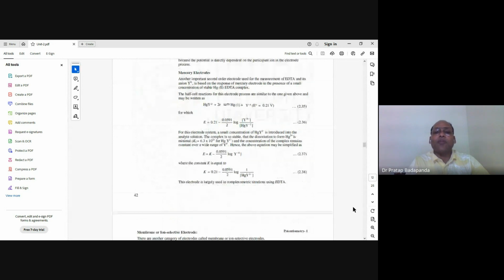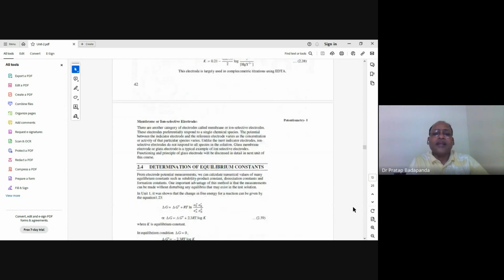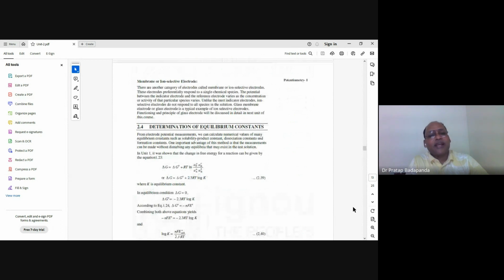Then now we'll come to the mercury electrodes. Another important second order electrode is used for the measurement of EDTA. EDTA is ethylenediaminetetraacetic acid, and its anion is Y4 minus. It is based on the response of the mercury electrode in the presence of a small concentration of a stable mercury Hg EDTA complex. I already explained this one, the mercury electrodes, all the things, so you have to go through this. Next, membrane or ion selective electrodes. I have given the facts about the membrane and ion selective electrodes.